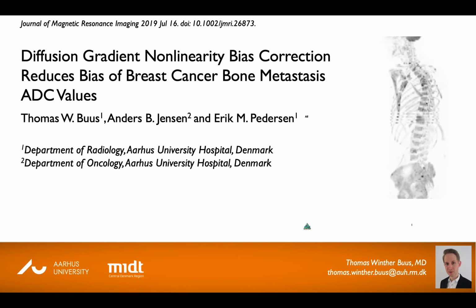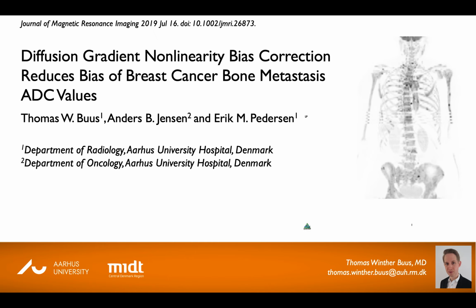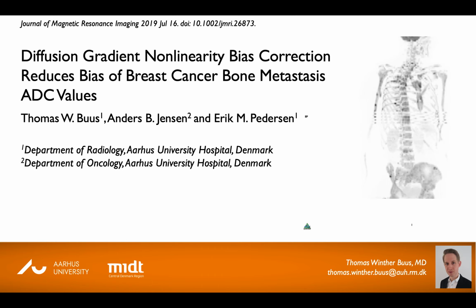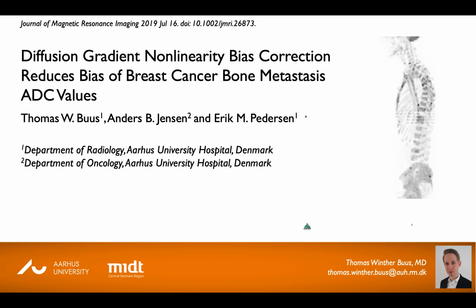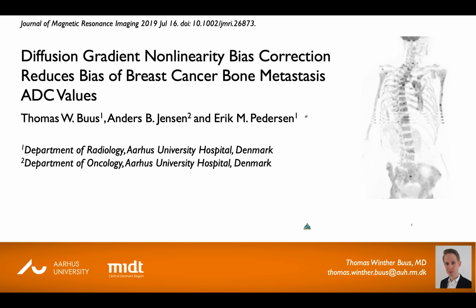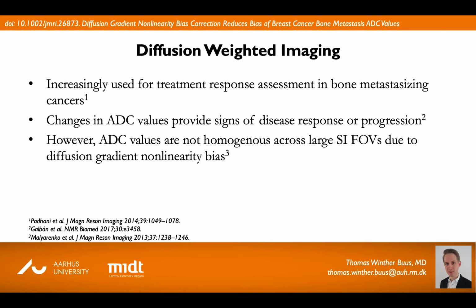Presenting my paper from the Journal of Magnetic Resonance Imaging called Diffusion Gradient Nonlinearity Bias Correction Reduces Bias of Breast Cancer Bone Metastasis ADC Values. Diffusion-weighted imaging is increasingly being used for treatment response assessment in bone metastasizing cancers. This is mainly because changes in ADC values can provide signs of disease response or progression. However, ADC values are not homogeneous across large SI field of view due to diffusion gradient nonlinearity bias.